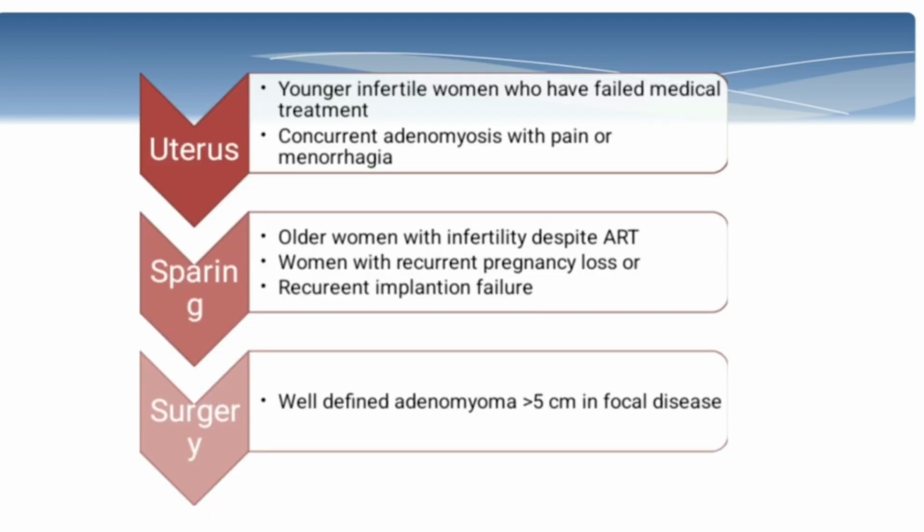Now, in which patients will we do uterus sparing surgery, or when will we do it? First of all, younger infertile women who have failed medical treatment, concurrent adenomyosis with pain or menorrhagia, then older women with infertility despite ART, women with recurrent pregnancy loss or recurrent implantation failure, or well-defined adenomyomata if the size is more than 5 cm in focal disease.